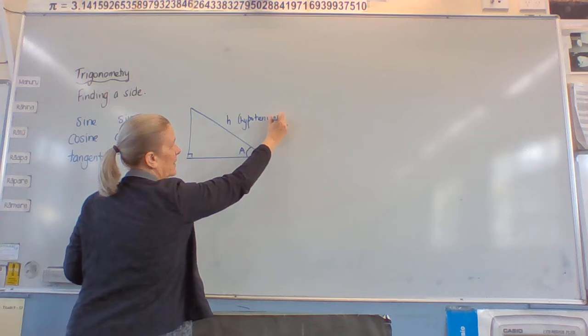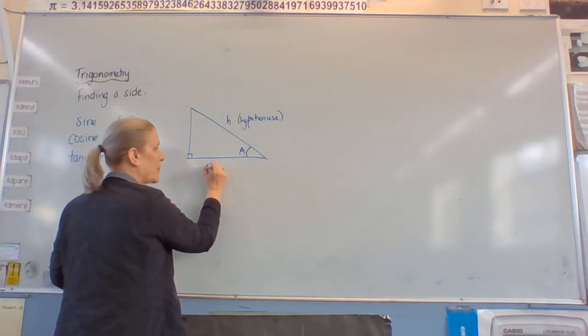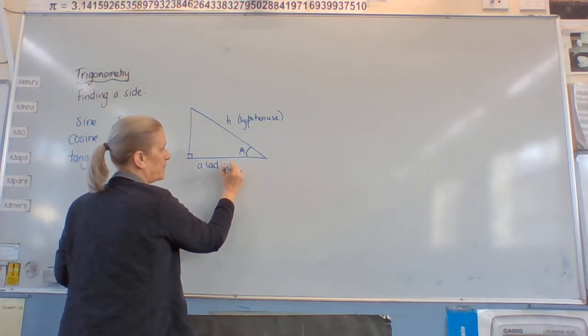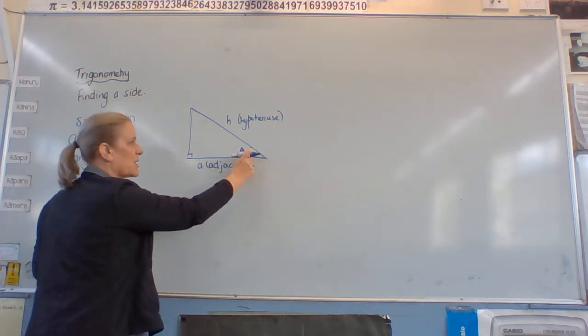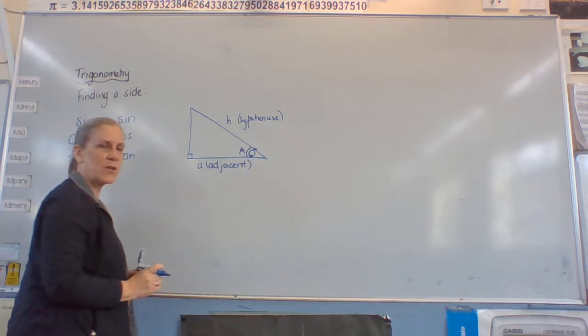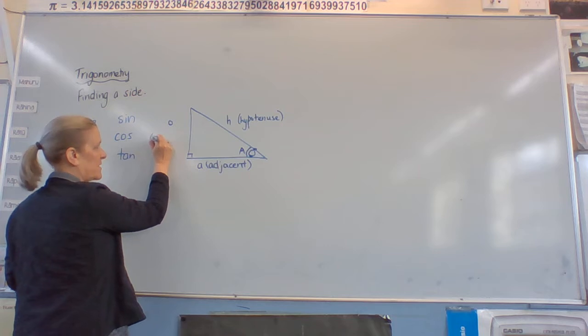H. This one here, which is next to the angle, we label as A, because it's adjacent. That means next to. And this one over here, which is opposite, I always say if you're a boxer and it's a three-cornered boxing ring, the one you're not holding on to is O, opposite obviously.